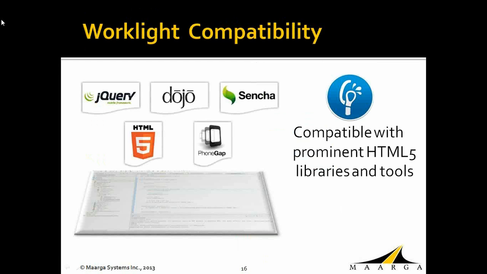Another concern when you talk about a tool like this to developers is the amount of inherent programming knowledge that they need, or knowledge of existing tools that they need to start using this. WorkLight is compatible with all the prominent HTML5 libraries and tools, including jQuery, Dojo, and Sencha. So whatever is the library of choice for the developer, WorkLight will typically support it. And based on the choice of libraries, WorkLight will provide a palette for the developer to hit the ground running with this development.